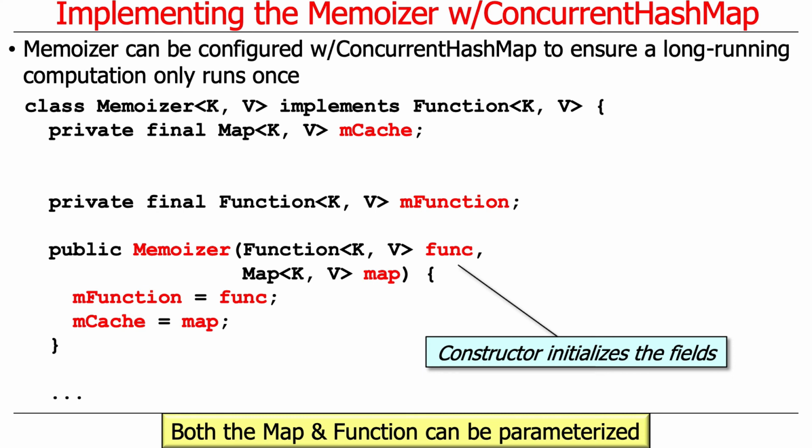And then the constructor takes a function and a map, and stores those in fields. We do this so it's possible to parameterize the map and the function with different kinds of mechanisms. I mostly do that not because we need it to be parameterizable, but because I have a cool little test program that demonstrates the difference in performance between using a concurrent hash map, which, as we'll see shortly, has all these clever optimizations, and a traditional synchronized map, which does not. So needless to say, the concurrent hash map version is a lot more efficient.